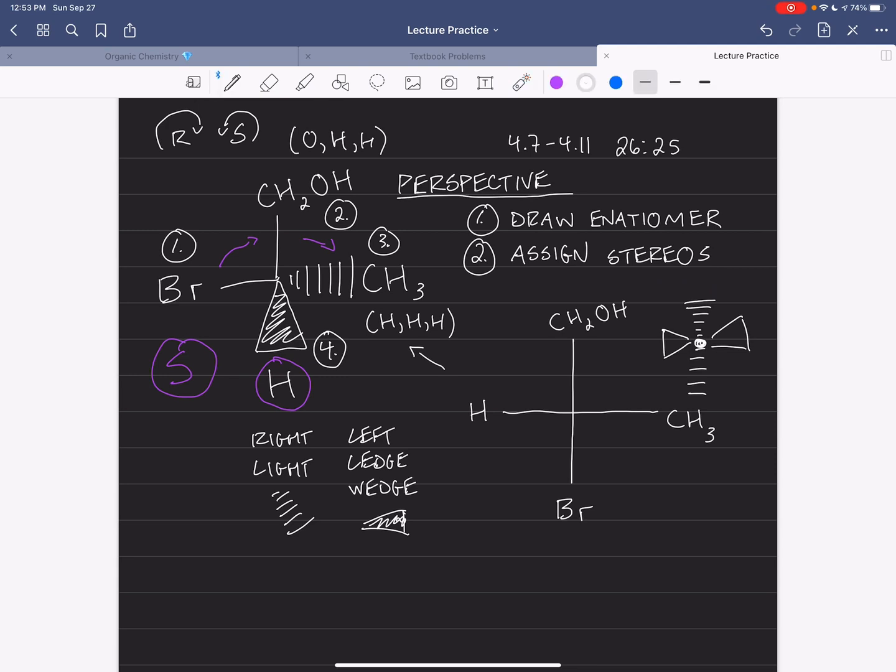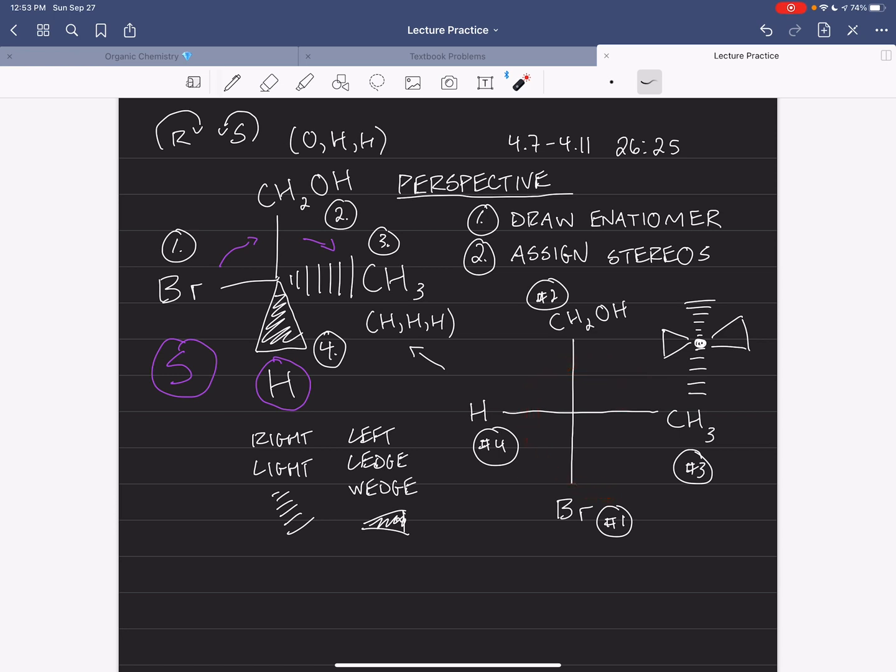Okay, so now what do we do? We carry our rankings over. Bromine was 1. Hydrogen was 4. CH2OH was 2. And the CH3 was 3. Double check those. I think that's pretty solid. So what direction is our arrow going? Well, it's also going to the right, which would initially make this an R.